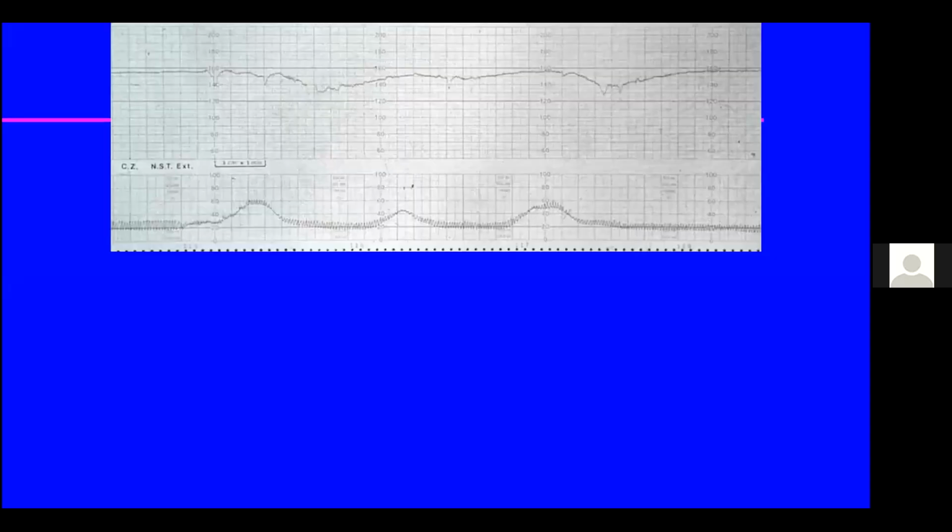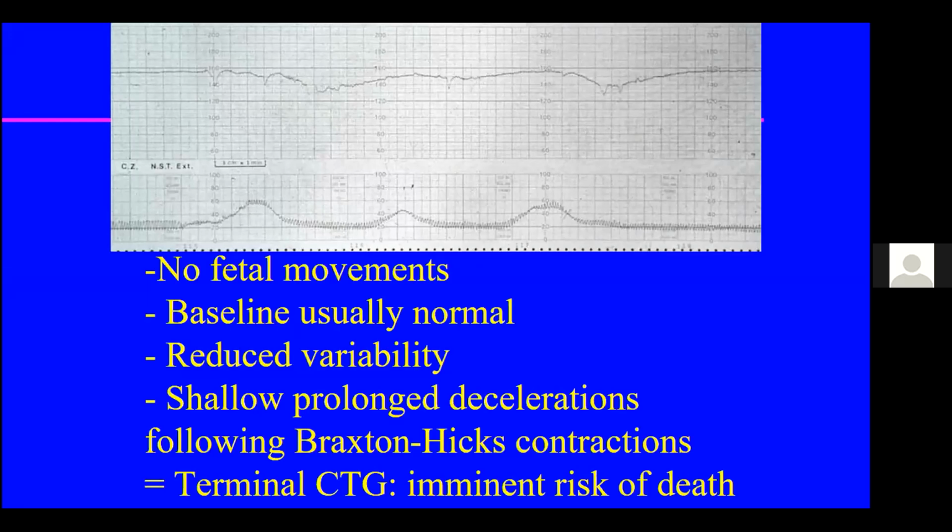Now, I will show you, I have seen a few deaths recently. These colleagues, the reduced variability is not something like this. If you're looking at this tracing, there is such reduced variability, but it's associated with what? With this shallow deceleration. So you're not going to overlook this and say, no, I'm going to continue with this trace. This is not just a flat CTG, right? Therefore, if the mother has reduced variability, the baseline is usually normal, but there's reduced variability, shallow prolonged decelerations. This is a terminal CTG. So let's not confuse what we call just a flat CTG and a terminal CTG.